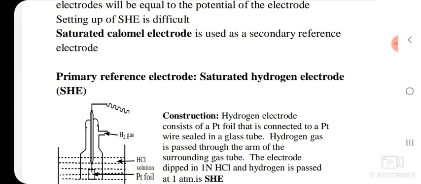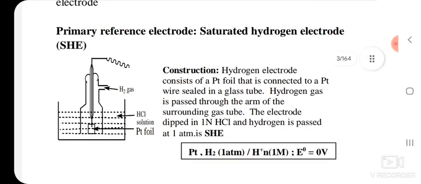Primary reference electrode: Standard hydrogen electrode, SHE. Construction. Hydrogen electrode consists of a Pt foil that is connected to a Pt wire sealed in a glass tube. Hydrogen gas is passed through the arm of the surrounding gas tube. The electrode dipped in 1 normal HCl, with hydrogen passed at 1 atm, is SHE.